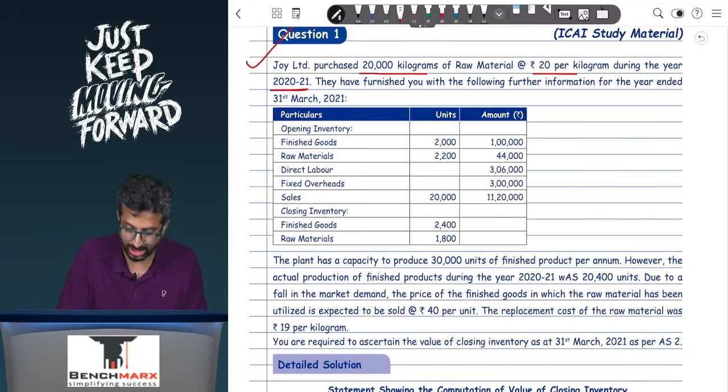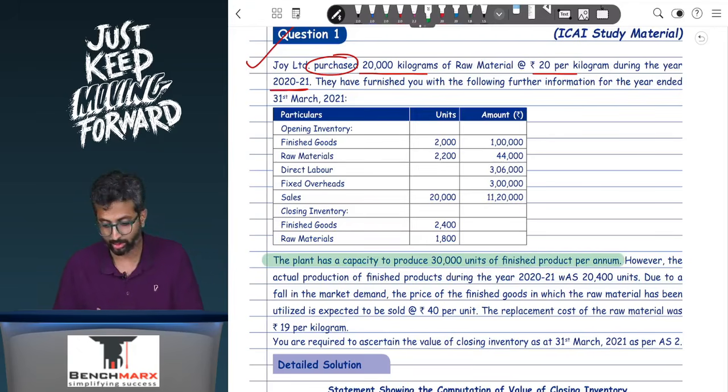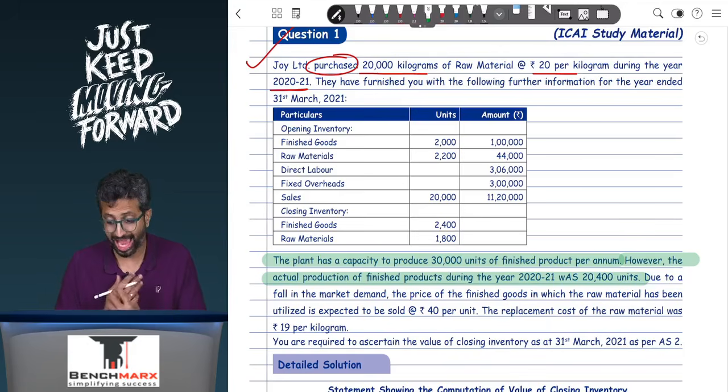So they have purchased 20,000 kgs of raw materials. We have all of this: finished goods, raw materials, direct labor, fixed overheads. The important thing over here is the plant has a capacity to manufacture. We have been given that the plant has a capacity to manufacture 30,000 units of finished products per annum. However, the actual production of finished products during the year was only 20,400. So finished goods actually is 20,400, whereas your capacity is 30,000. So your fixed overhead absorption might be affected.